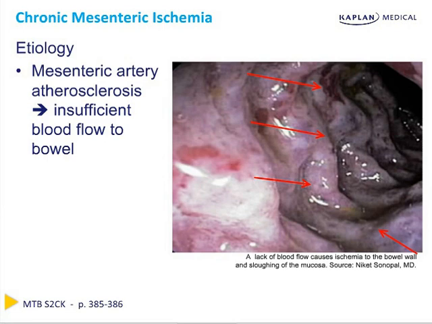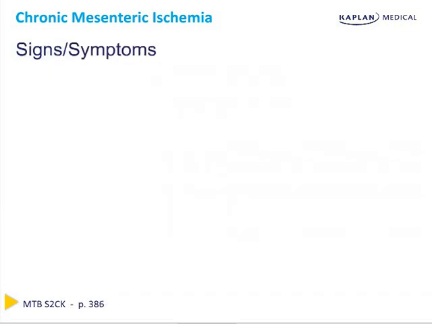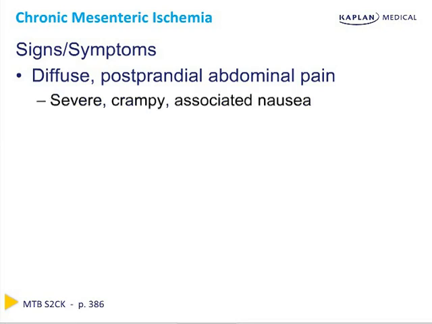On your Step 2 CK exam, they will often help you arrive at a diagnosis of chronic mesenteric ischemia by mentioning that the patient has other sequelae of atherosclerotic disease, such as cardiac angina or peripheral vessel claudication. The classic symptom of chronic mesenteric ischemia is diffuse, crampy abdominal pain that occurs after meals. The pain can often be extremely severe and may be accompanied by nausea.